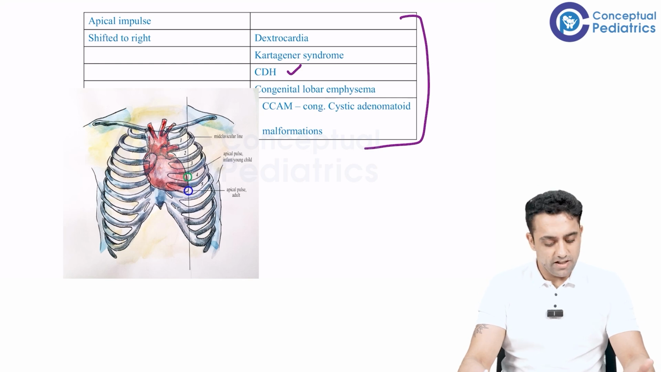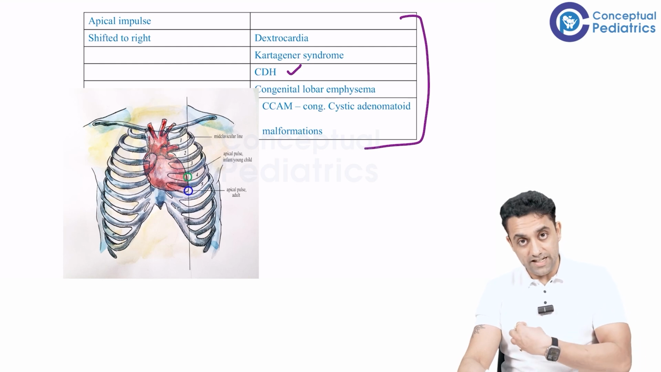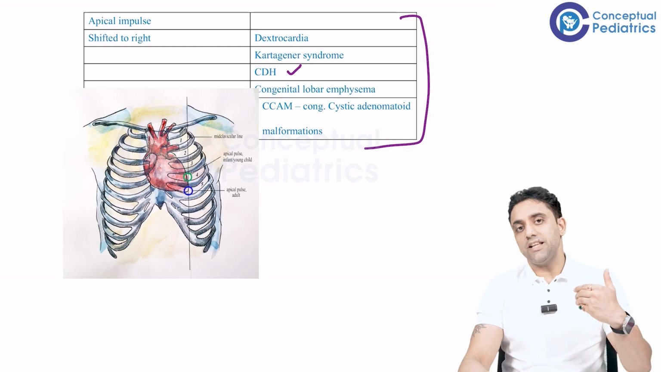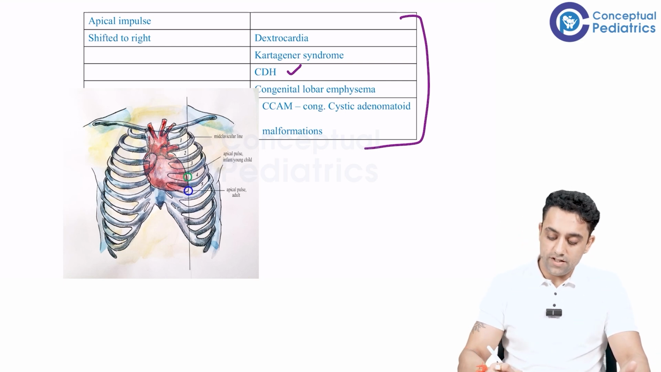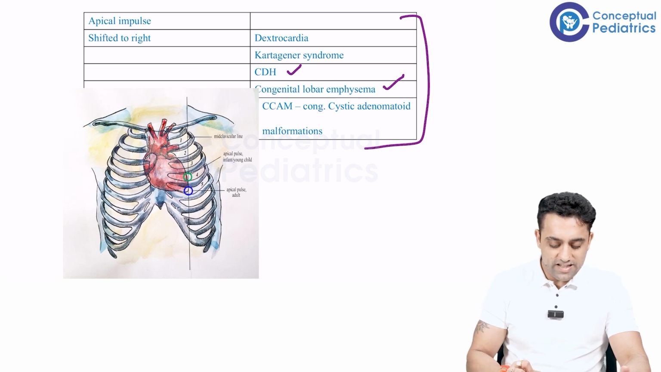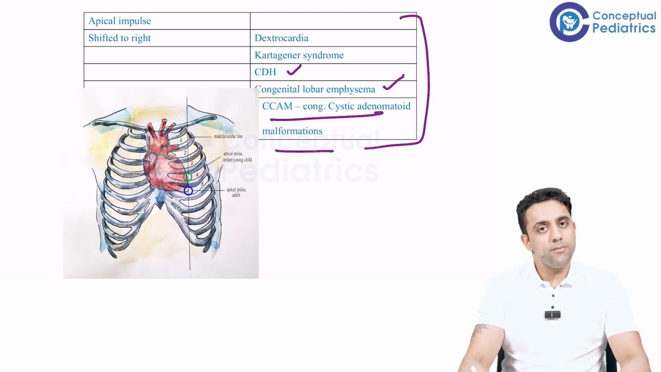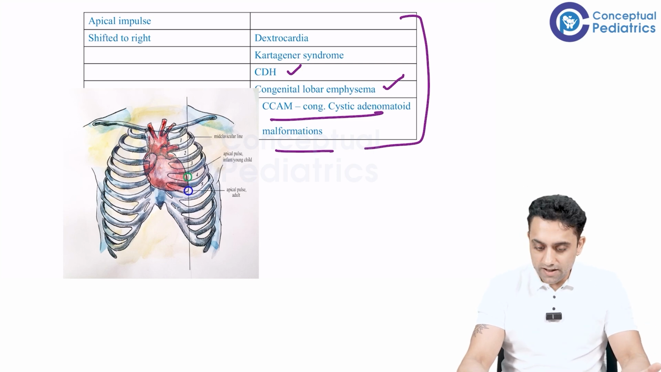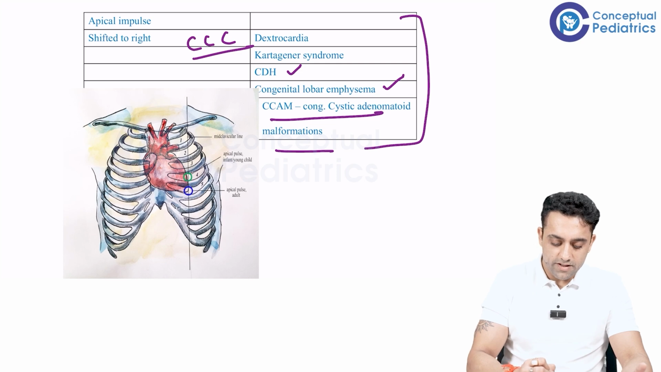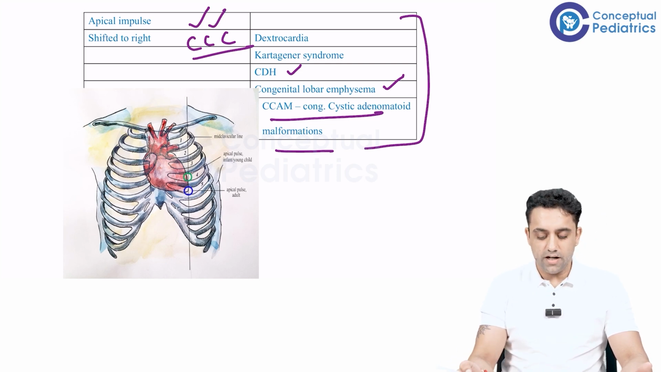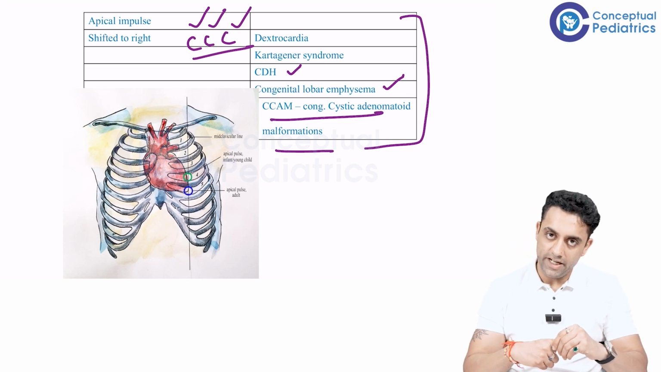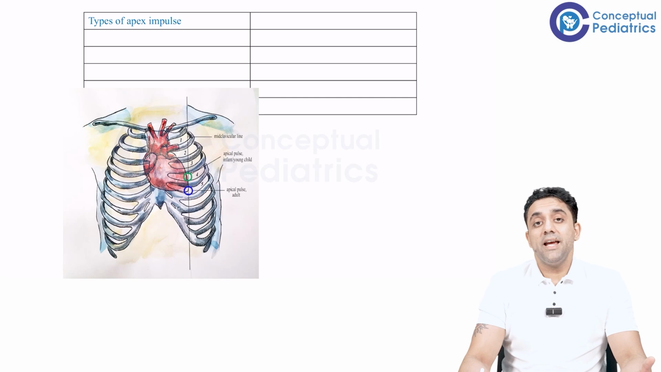If the examiner asks you to tell the causes of apical impulse shifting to the right: number one, dextrocardia, which is seen in Kartagener syndrome. Then you have congenital diaphragmatic hernia, congenital lobar emphysema, and CCAM, congenital cystic adenomatoid malformation. I'll repeat again: dextrocardia, Kartagener syndrome, congenital diaphragmatic hernia, congenital lobar emphysema, and congenital cystic adenomatoid malformation. That's it. Okay.